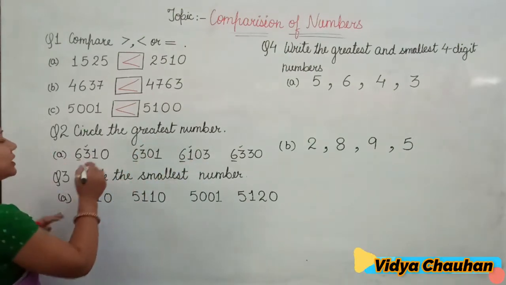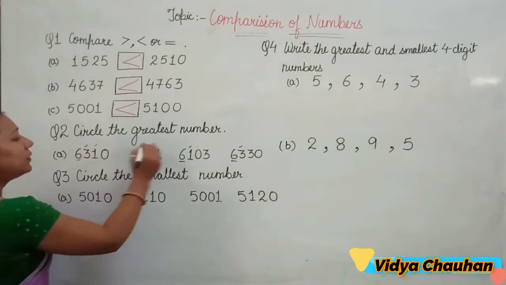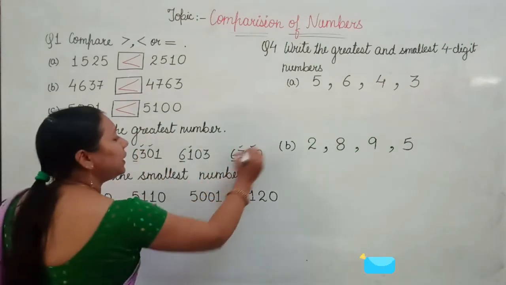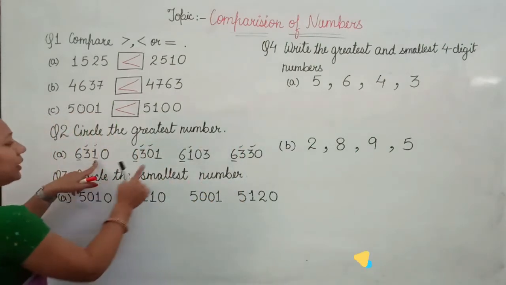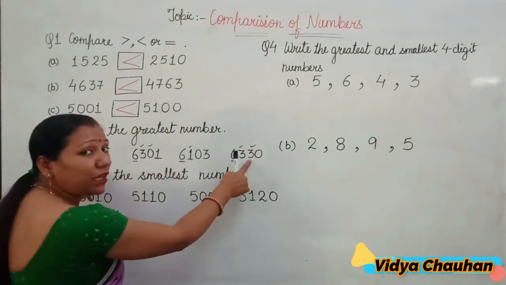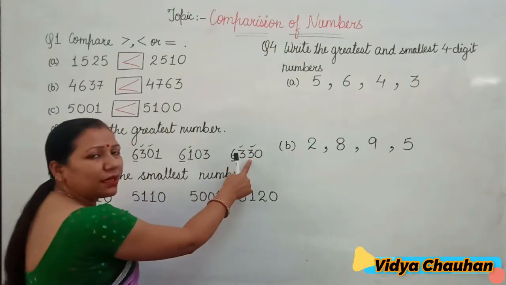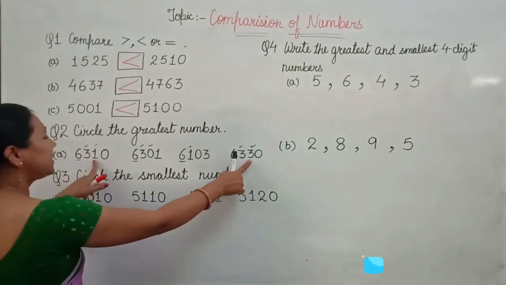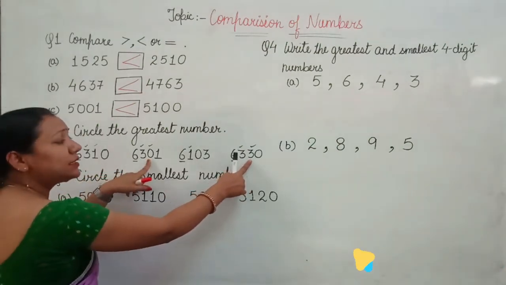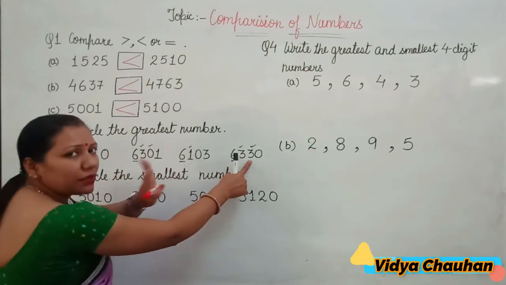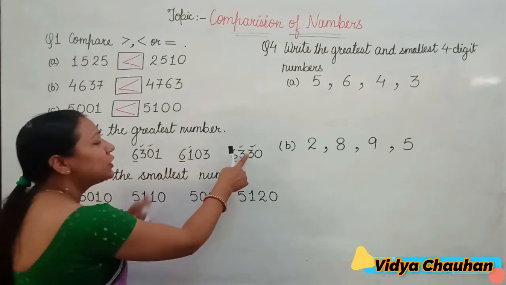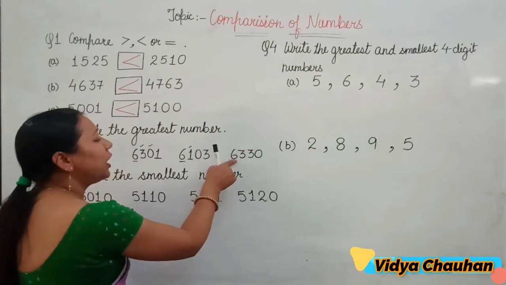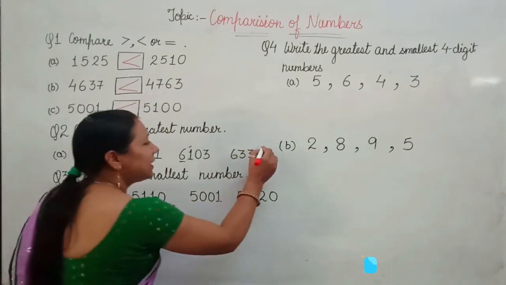Now coming to the next place value: 1, 0, 3. Among these 1, 0 and 3, which value is greater? 3 is the greatest one. 3 is greater than 1 also. 3 is greater than 0 also. And this number is already out from the race. So which is the greatest number now? Yes.